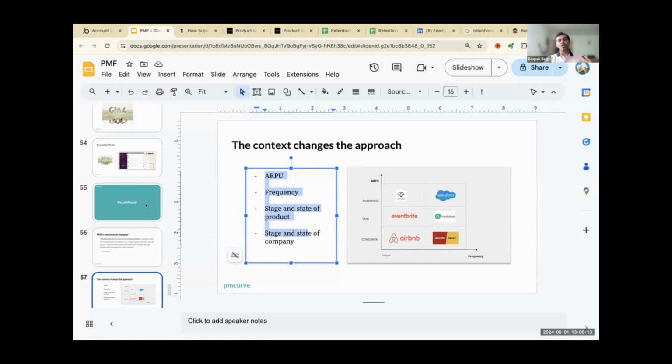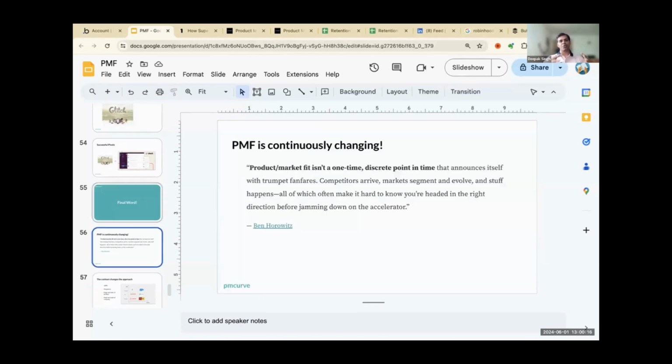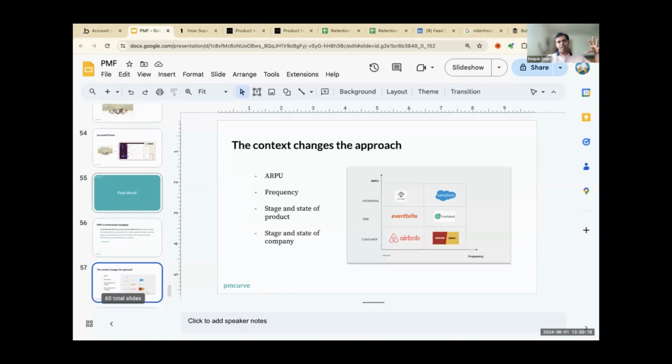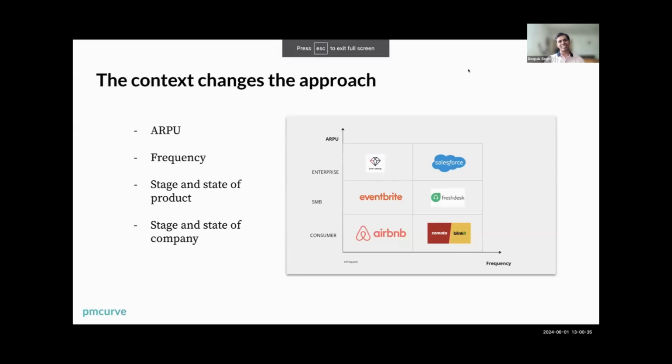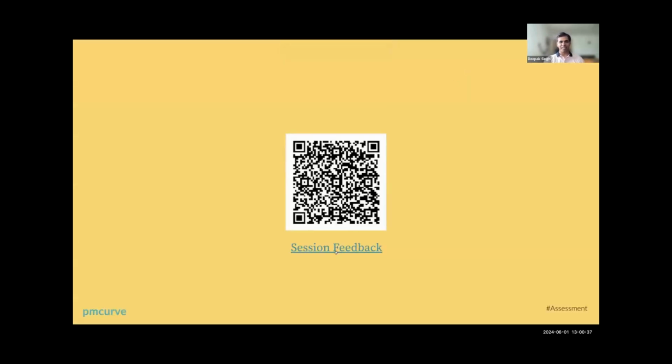So I didn't want to finish this session on a note that everything is hunky dory once you have gone through this session. That's not the case. The context will change the approach that you're taking for PMF, right? And be careful around that. Go back to concepts, go back to the key things, and you should be good enough, right?